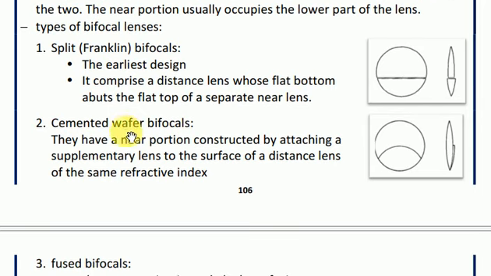Another type is cemented wafer bifocals. They have a near portion. This is constructed by attaching a supplementary lens to the surface of a distance lens of the same refractive index. So a cemented wafer bifocal has a thin wafer of glass with the same refractive index as the major lens. It is cemented to the back surface of the major lens.